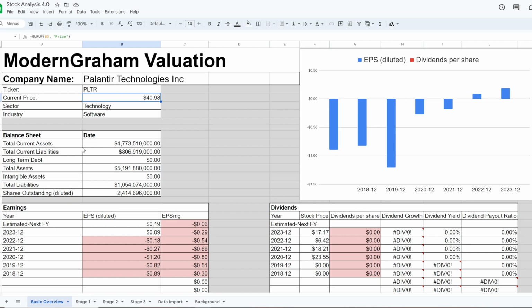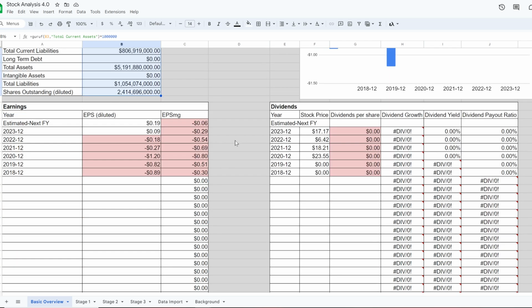The balance sheet: these are the items on the balance sheet that I find to be most important, and they will all play a role in the valuation to come. Now, when you come down here and see the earnings, we have negative earnings. And though we have seen positive earnings here, the earnings per share MG, which is a weighted average of the last 5 years of earnings, and it stands for earnings per share Modern Graham, is still negative. And so the valuation does not like this.